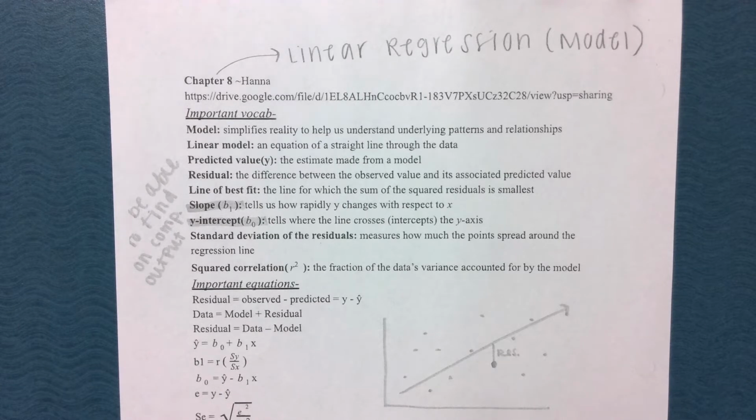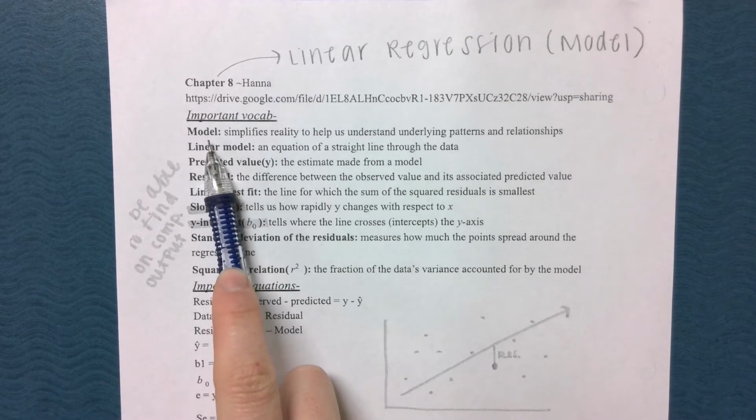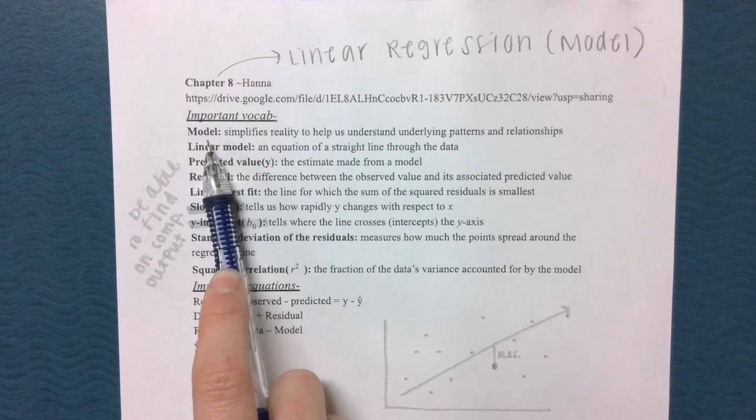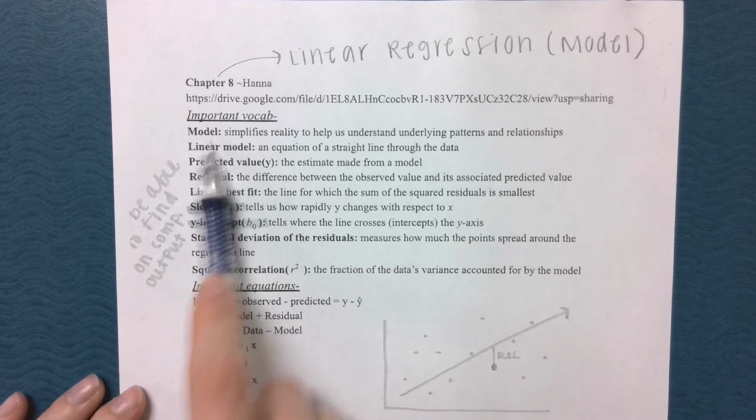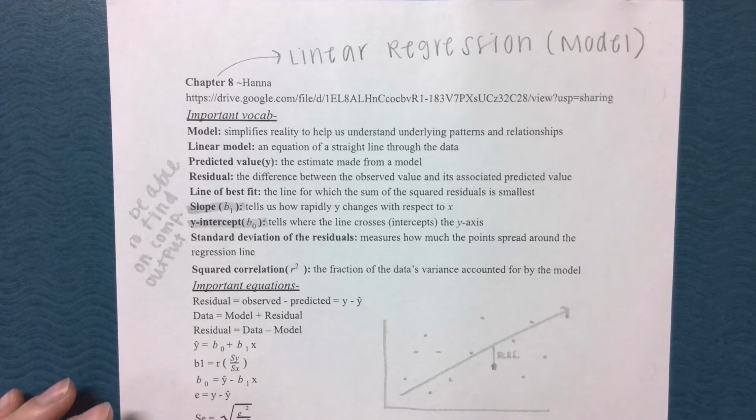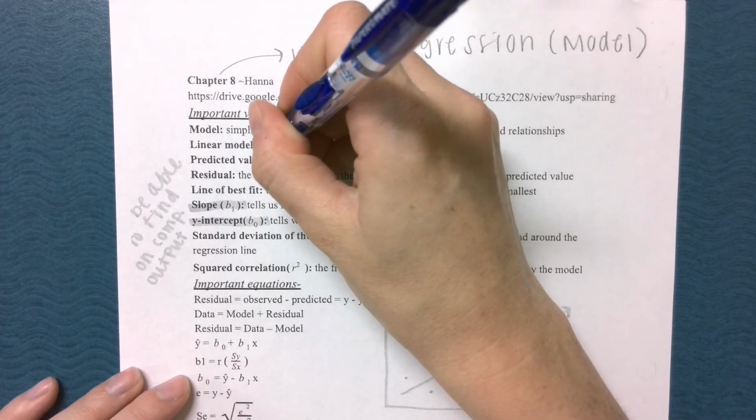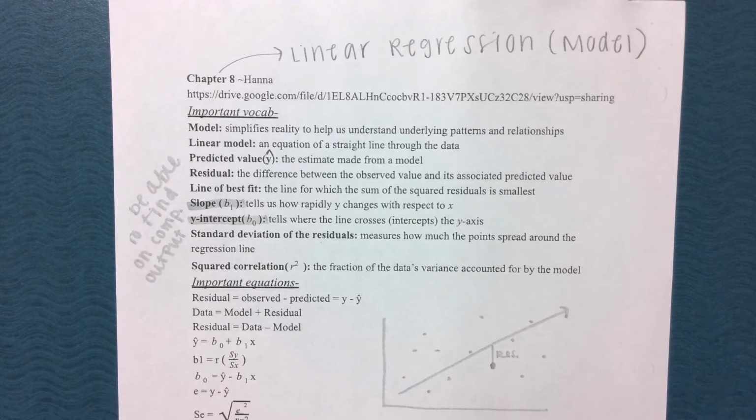Okay, focusing on linear regression, or building our line of best fit, there's a lot of important vocab here. Remember that when we're talking about the model, we're talking about that line of best fit. Again, this is just a model, it's just an estimate of what's happening. Our predicted values, we usually call this y hat. This is the estimate that your model creates.